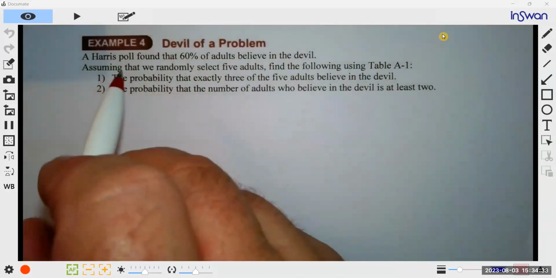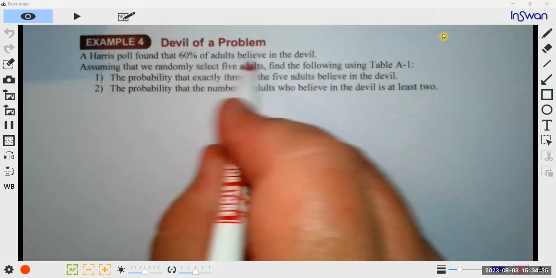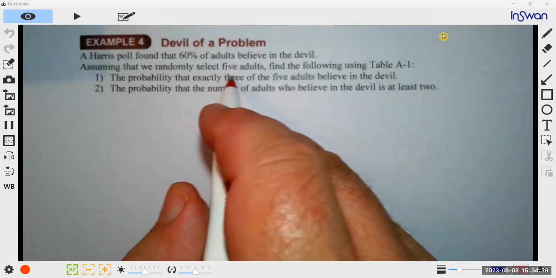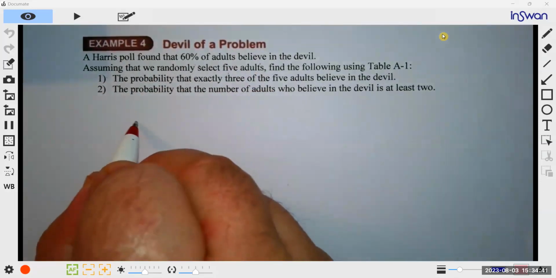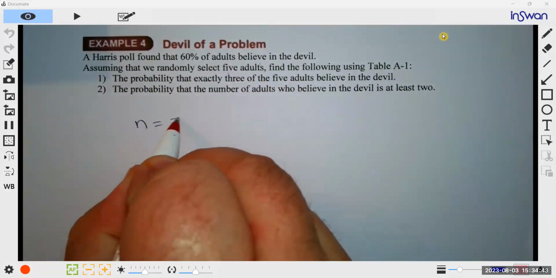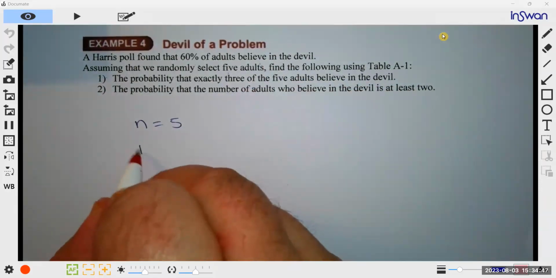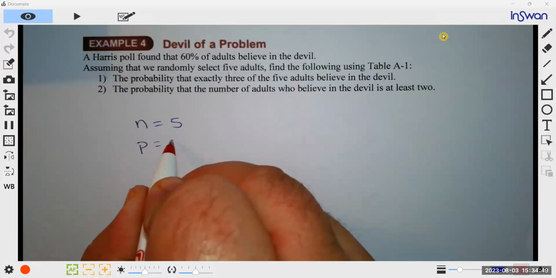Devil of a problem. The Harris poll found that 6% of adults believe in the devil. Assuming that the randomly selected 5 adults. So n equals 5. And the probability, if you're looking for people, how many adults?